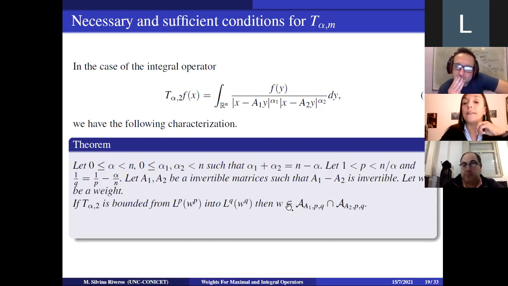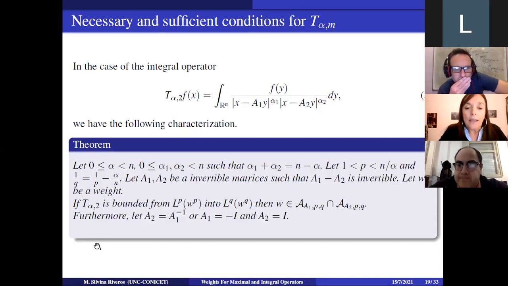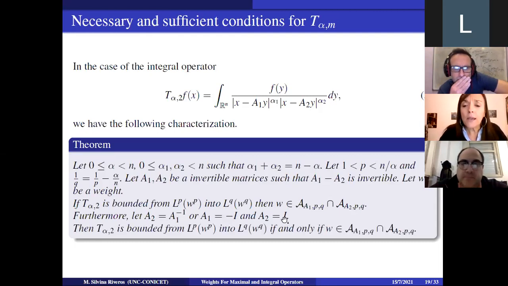Then we have the following: if the operator is bounded from L^P to L^Q, then the weight is in the intersection of these two classes. Here we have a necessary condition. And we also have an if and only if if we ask a little bit more. If the matrix A2, for example, is equal to A1 to the minus 1, or A1 is minus the identity and A2 is the identity, then we have an if and only if.